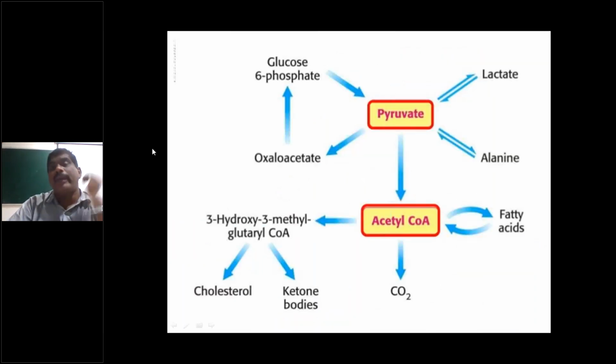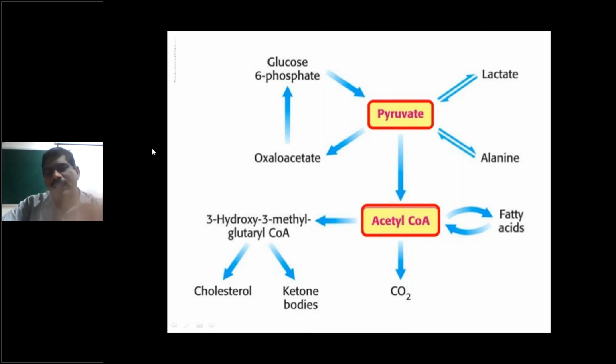Then coming to pyruvate. You are getting pyruvate from glucose 6-phosphate, and pyruvate to lactate, lactate to pyruvate, these are interconvertible. Also alanine to pyruvate takes place, and ultimately this pyruvate is converted to acetyl CoA.